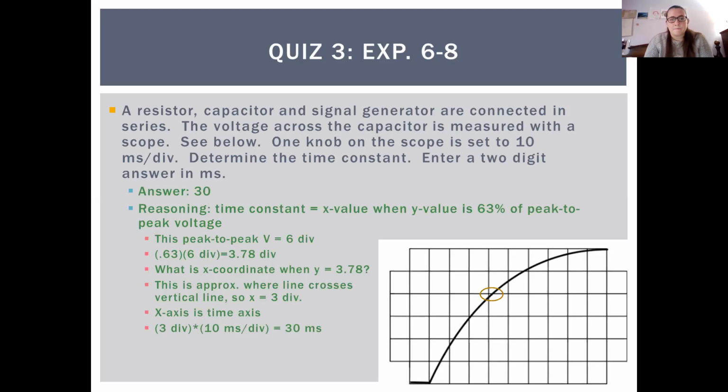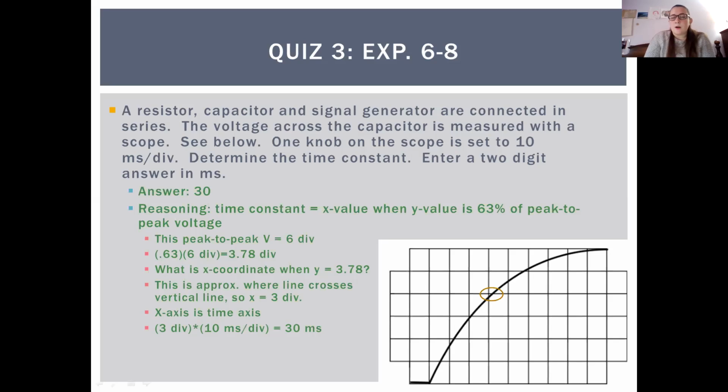He tells you in the concept section of this experiment that the time constant is the x value when the y value is at 63% of the peak-to-peak voltage. So let's figure out what the peak-to-peak voltage is. It starts all the way down at this line, and its final height is 1, 2, 3, 4, 5, 6 divisions tall. So peak to peak is 6 divisions. We want 63% of that value, so 0.63 times 6 is 3.78 divisions.